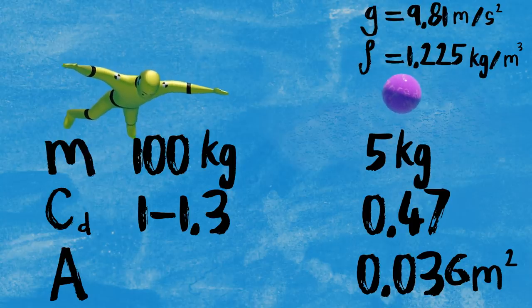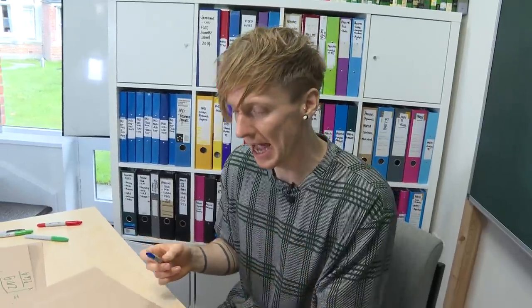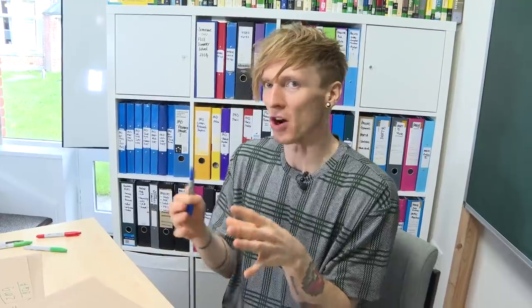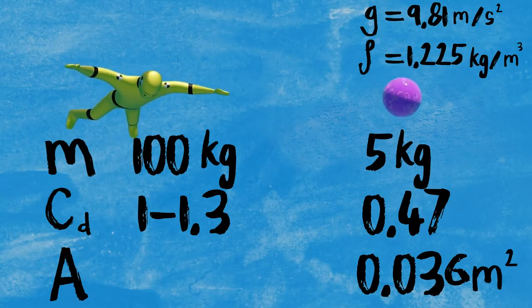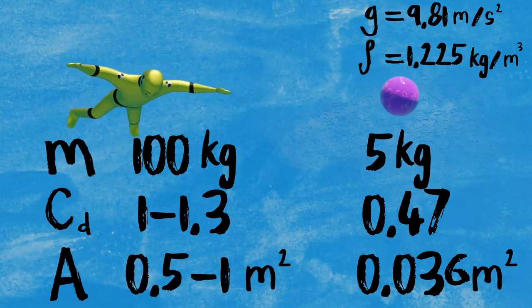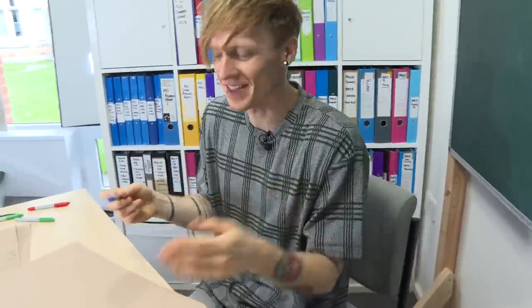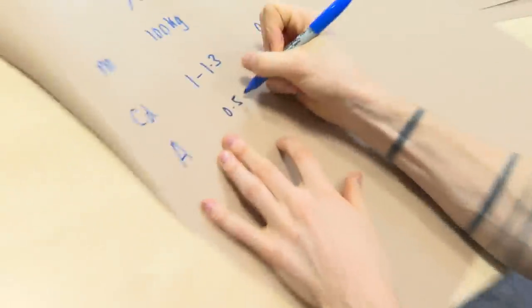The area for a human is going to vary quite a bit depending on the size of your human. I did some rough calculations, using nice numbers: about 2 meters tall, about half a meter wide, it's about 1 meter squared, ranging from less as well. That's a big human, but yeah. So I think I went for 0.5 to 1 meter squared here.